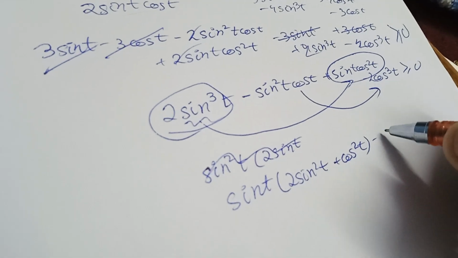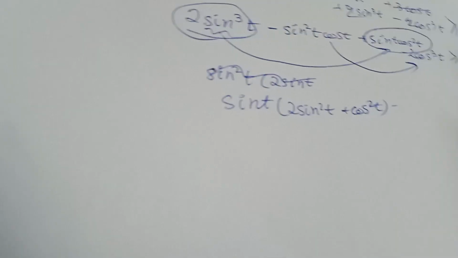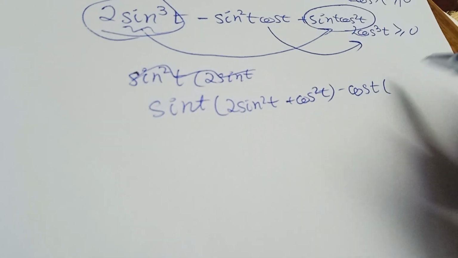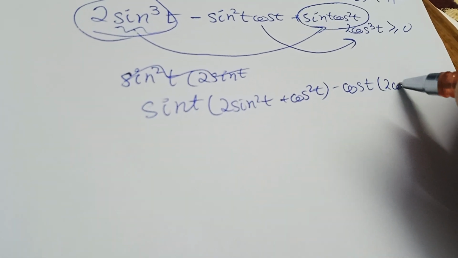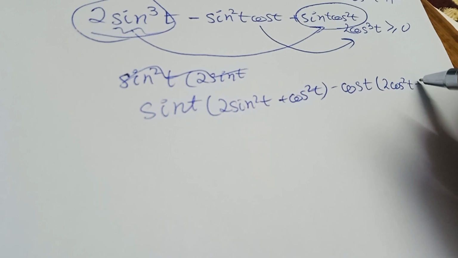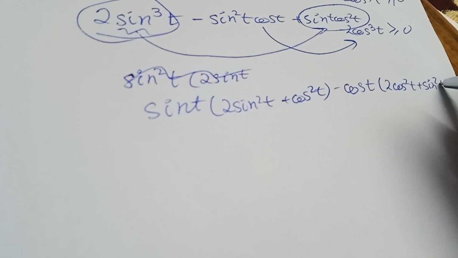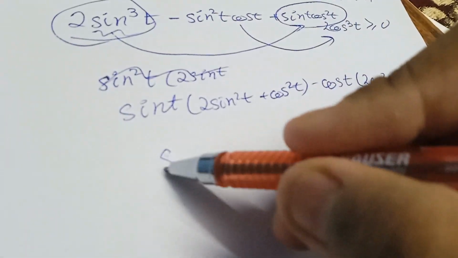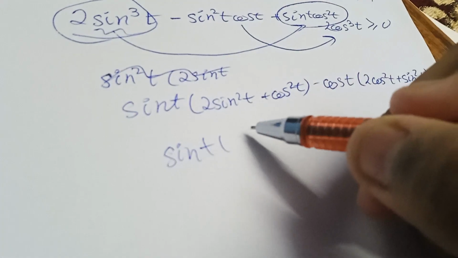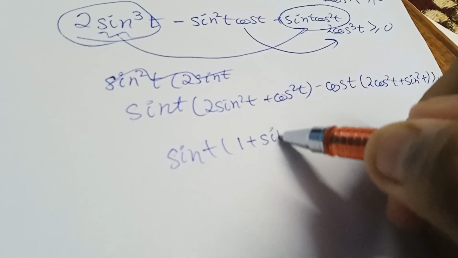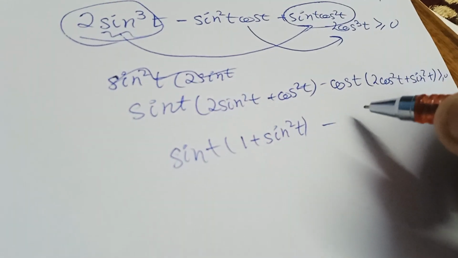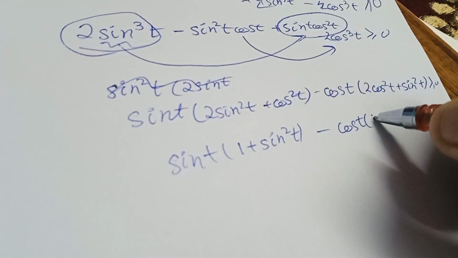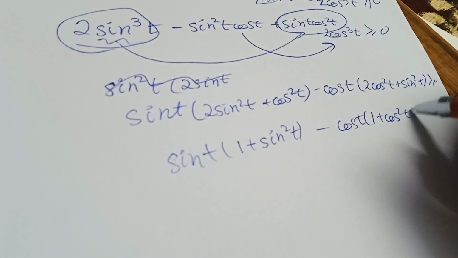Now we know that sine square t plus cos square t is 1, so it simplifies to a simpler expression. In this I'm taking cos t common, and I get 2 cos square t plus sine square t, and all the way greater than 0 is my mission. So I write it as sine t times (1 plus sine square t) minus cos t times (1 plus cos square t).